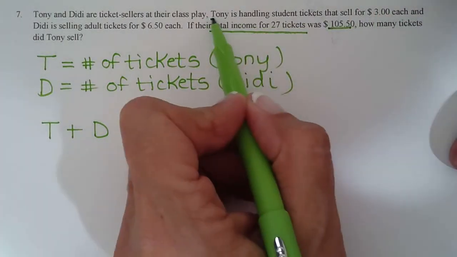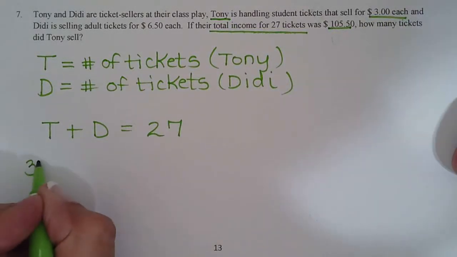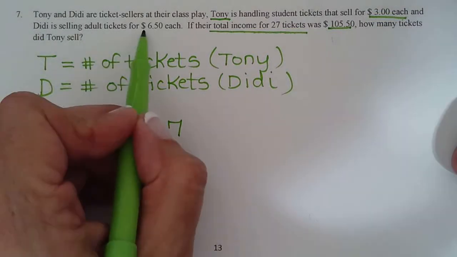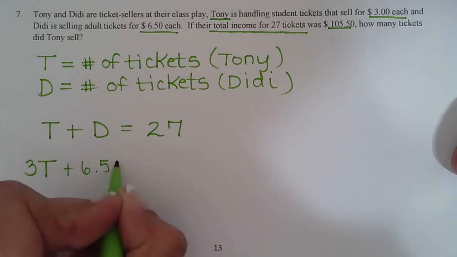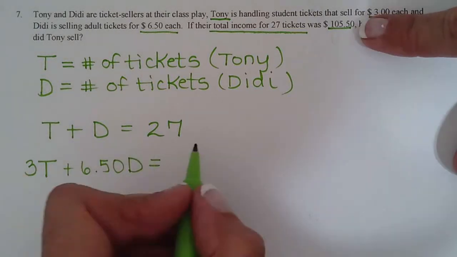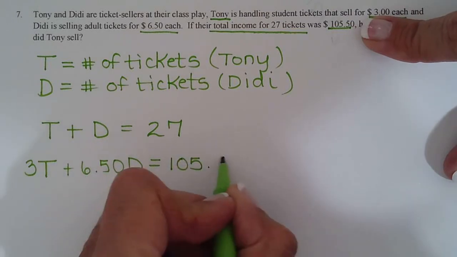So Tony's tickets were $3. So $3 times how many tickets Tony sold. Dee Dee's tickets were $6.50, so plus $6.50 times how many tickets Dee Dee sold equals $105.50.